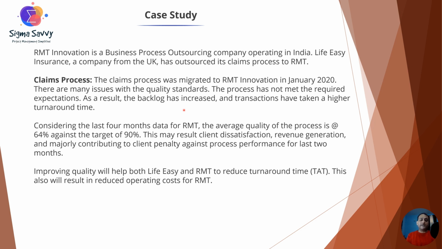Considering the last 4-month data for RMT, the average quality of the process is 64% against a target of 90%. This may result in client dissatisfaction, loss of revenue generation, and majorly contributes to client penalty against the process performance for the last 2 months. RMT is in trouble. Improving quality will help both Life Easy and RMT to reduce the turnaround time of the services. This will also result in reducing operating costs for RMT.